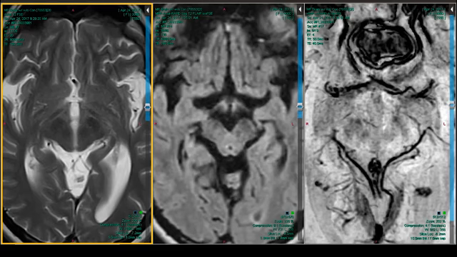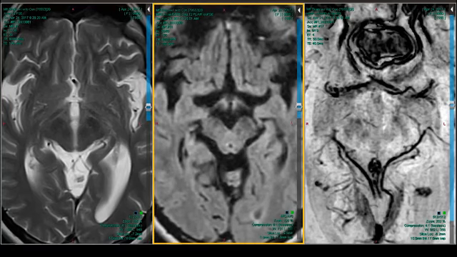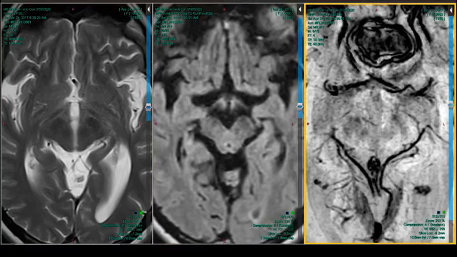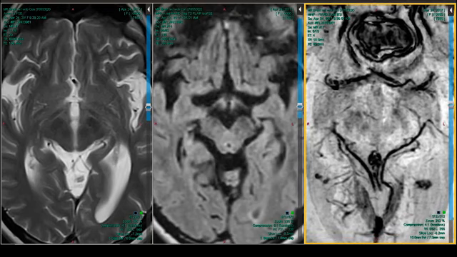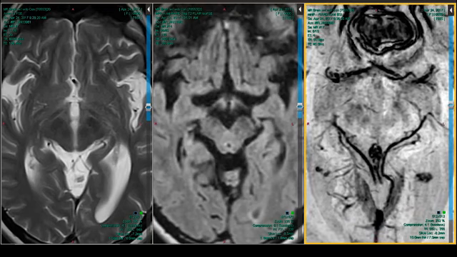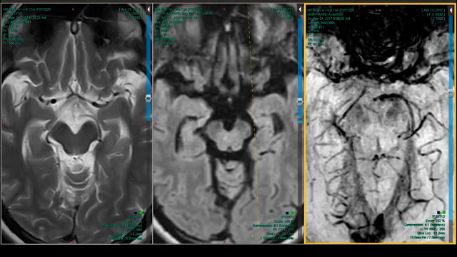And I don't think the T2 is nearly as helpful as the FLAIR, but especially the SWAN, SWI, BSI venous BOLD image. So, Dr. Shupek, what do you think?